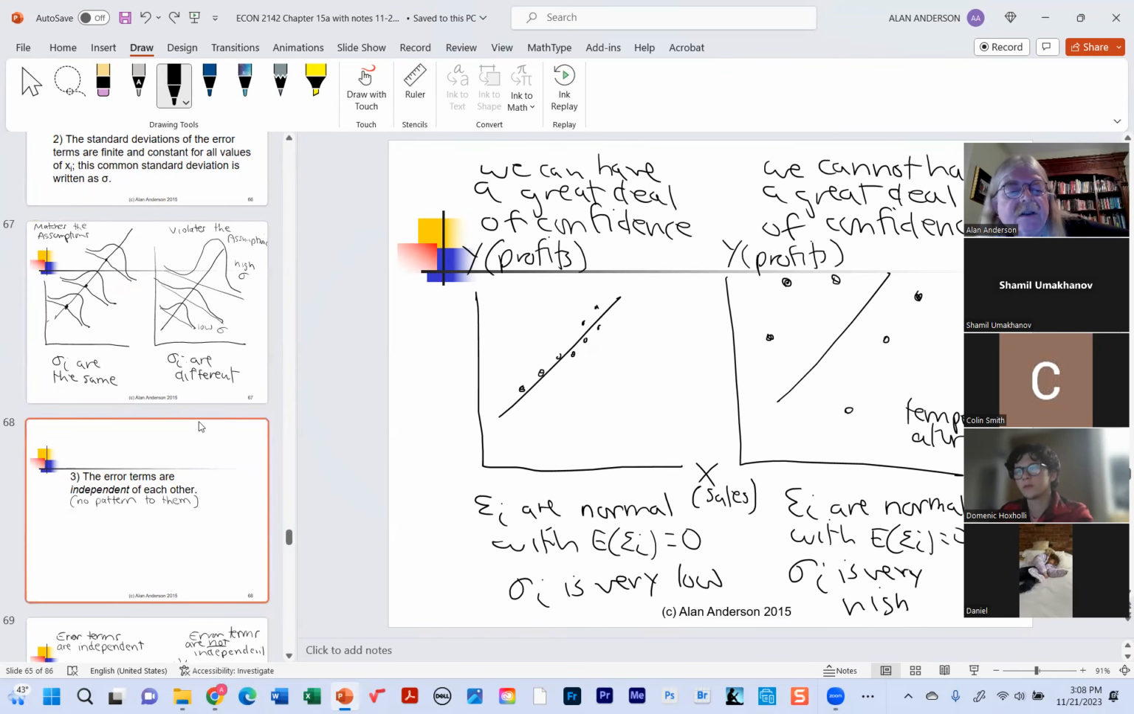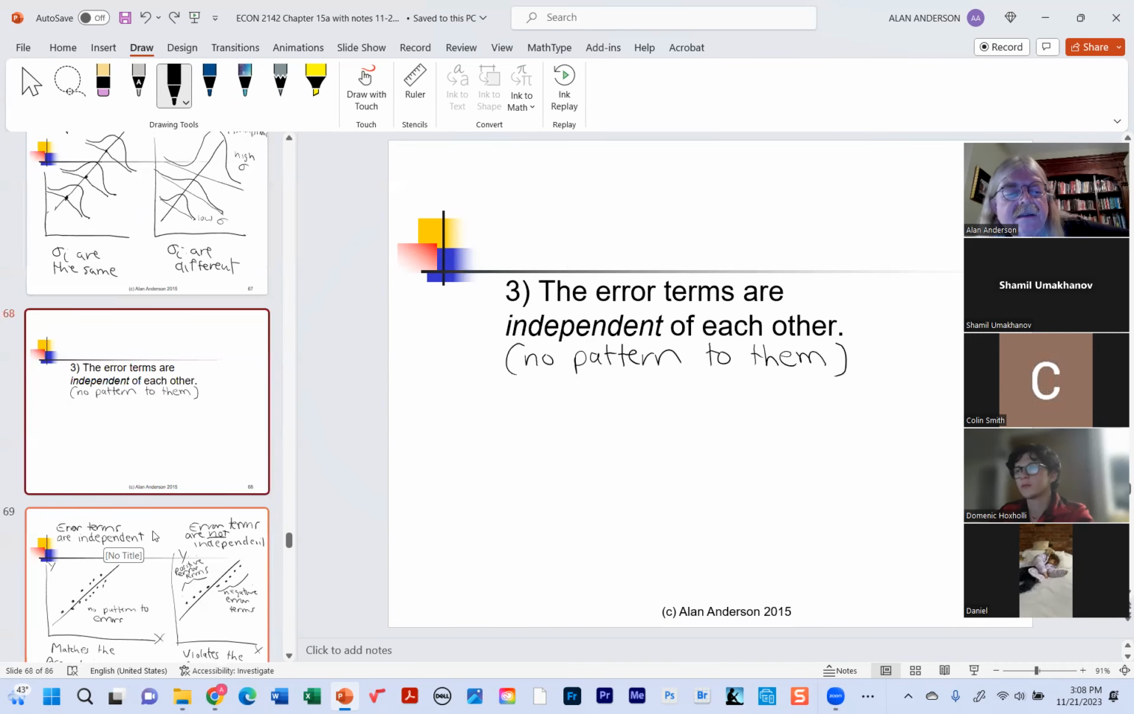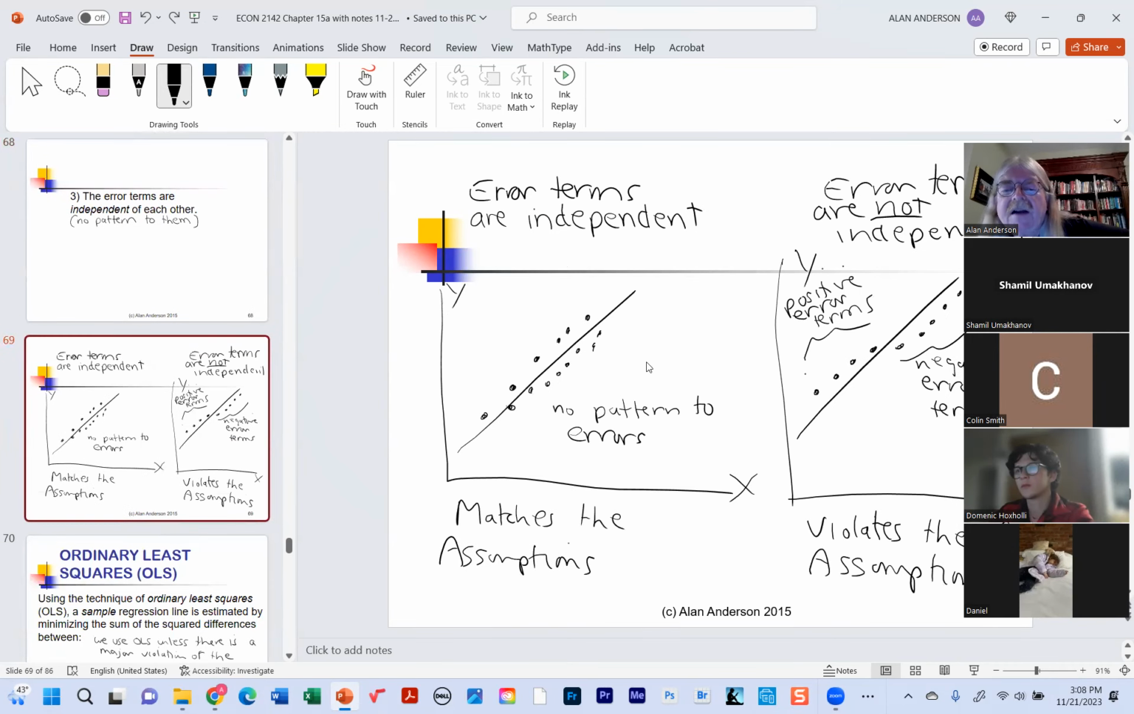Okay, and one more detail here. We're going to assume that the error terms are independent of each other, which effectively means there's no pattern to them. Okay, now watch this. In the graph on the left, the points are randomly scattered around the regression line. There's no pattern to the errors. Some of them are large, some are small, some are positive, some are negative. But look at the right. What's going on over there?